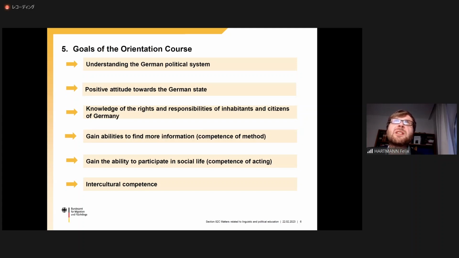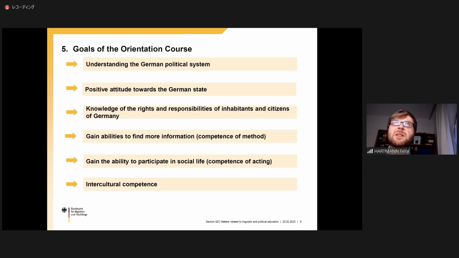We hope that with it comes a positive attitude towards the German state. And this is because you get knowledge of your rights and responsibilities as inhabitants or citizens of Germany. So if you understand the positive aspects of democracy and social state and so on, you may gain a better or positive attitude towards the state.